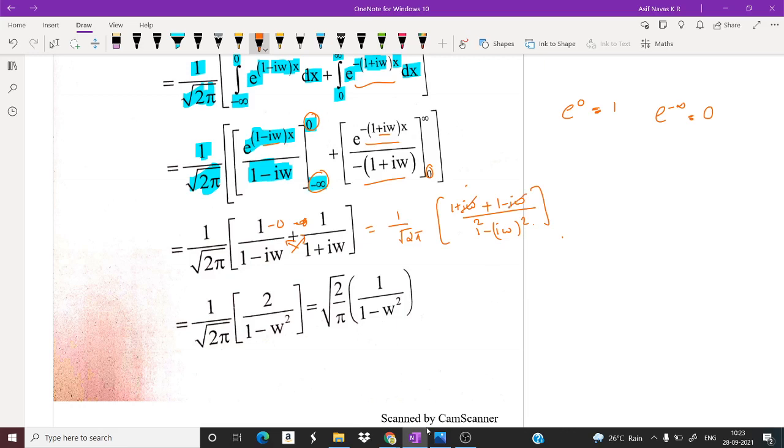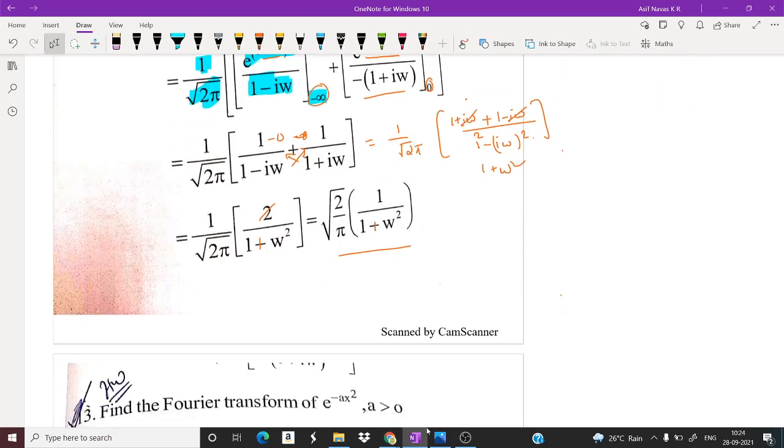And what is 1 square minus (i omega) square? This is 1 plus omega square. Here there is plus. And root 2 and root 2 get cancelled. So you will get the answer: root 2 pi, 1 plus omega square. Okay. So now that is the answer. So that is f of omega is equal to root of 2 by pi, 1 by 1 plus omega square. So anybody have any doubt?